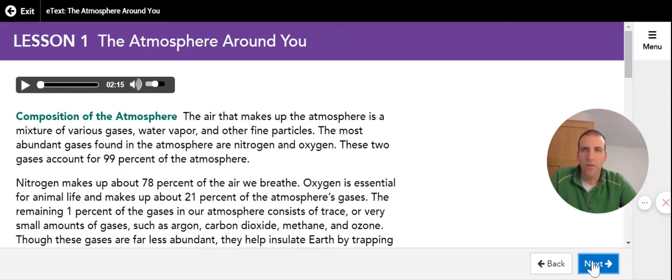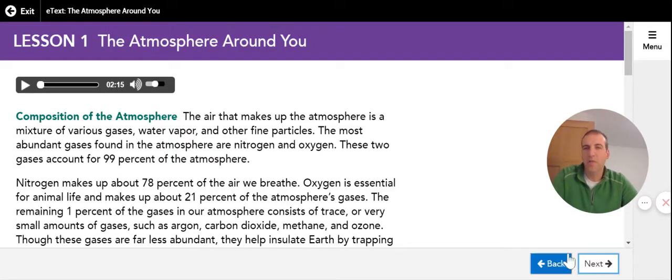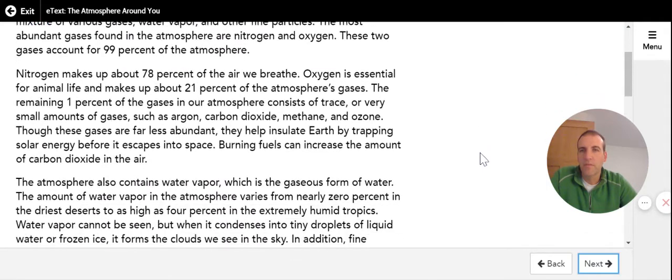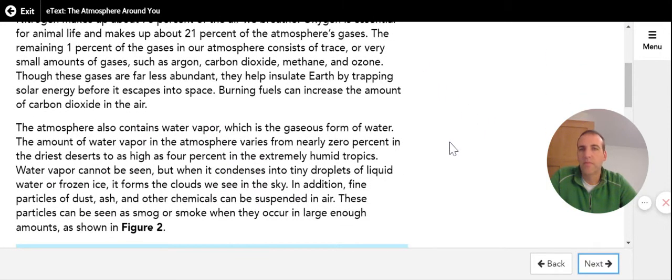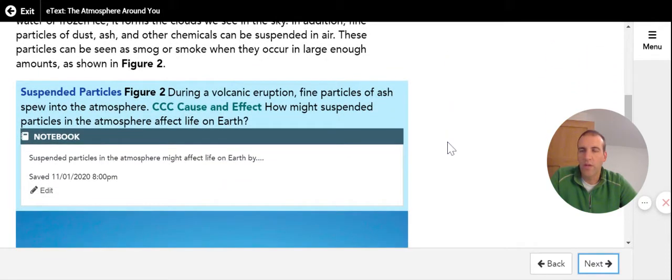If you're using your e-text, that's going to bring you to page 50. On page 50, they're going to talk about the composition of the atmosphere, and that would be what it's made of. And it gives you information about the different gases that make up our atmosphere. Once you have read this, there is a question for you to answer dealing with suspended particles. There's a photograph of a volcano erupting with this question.